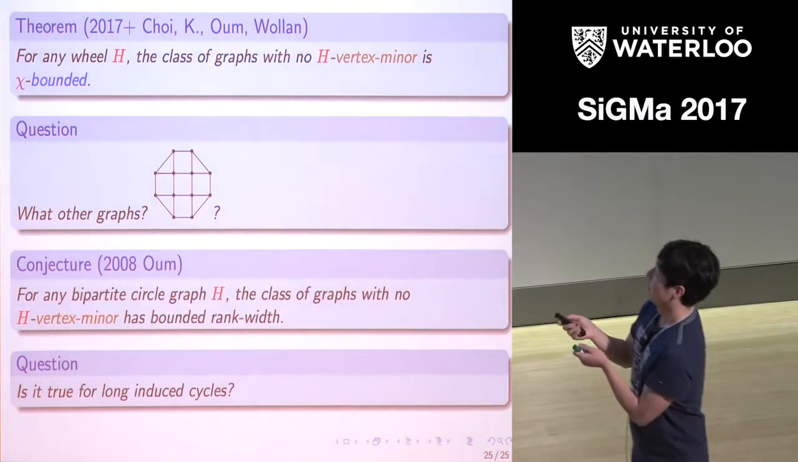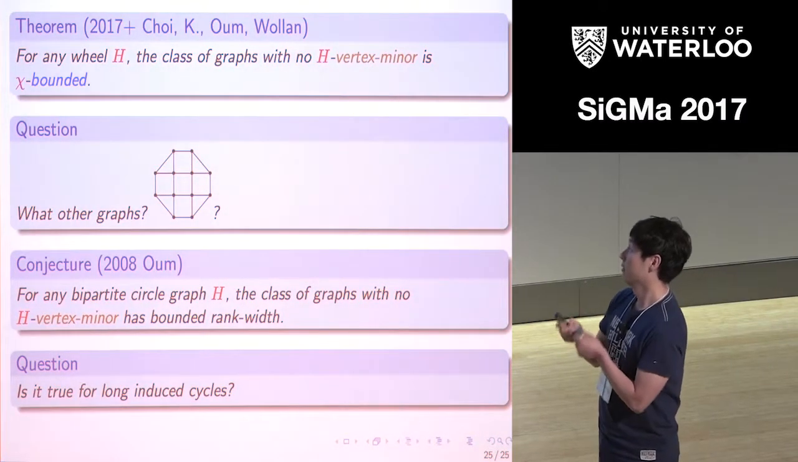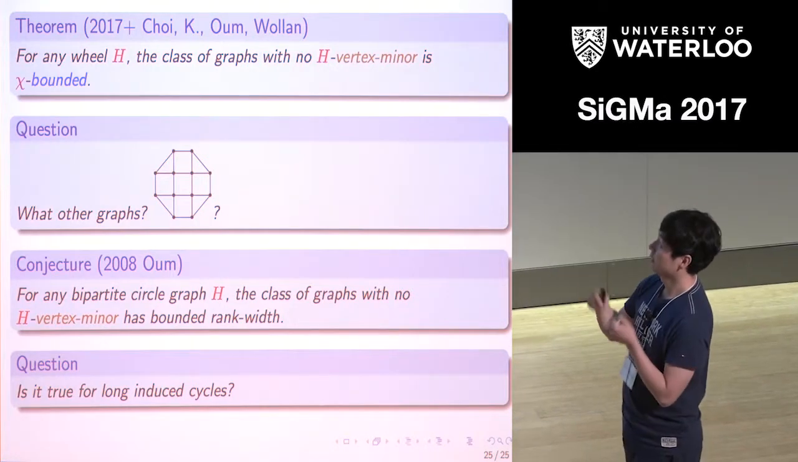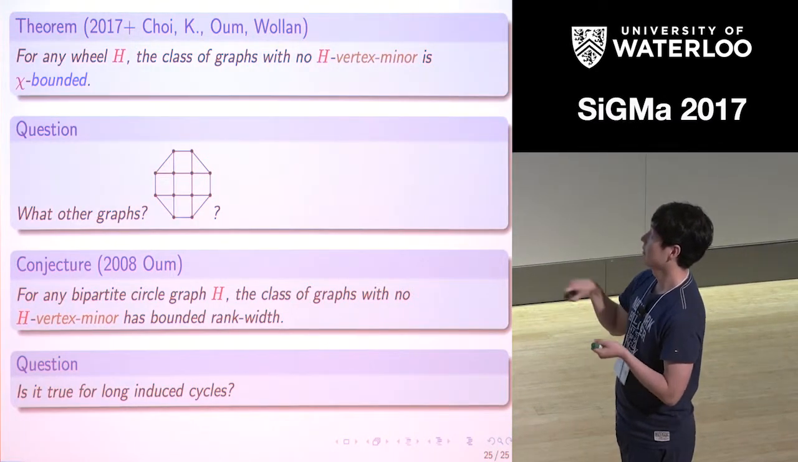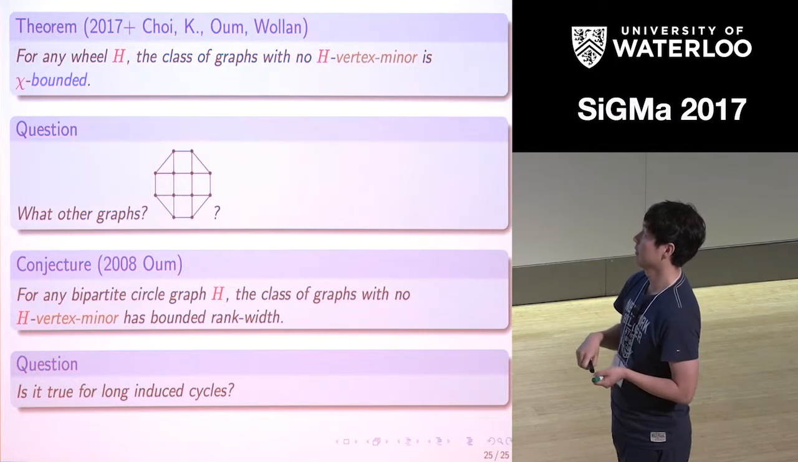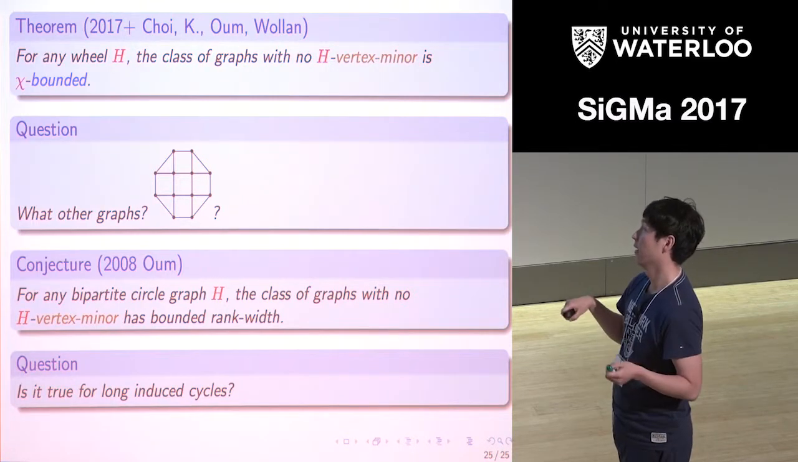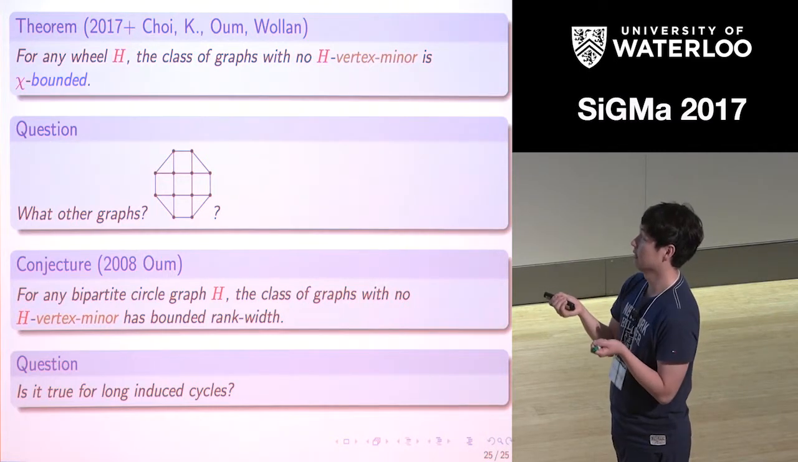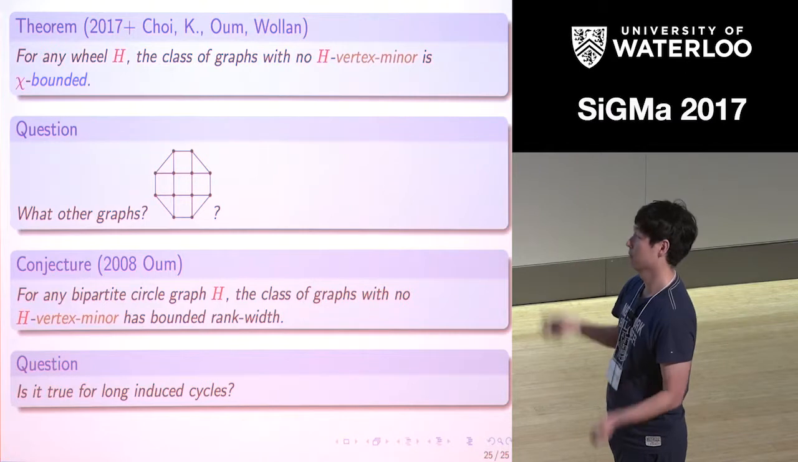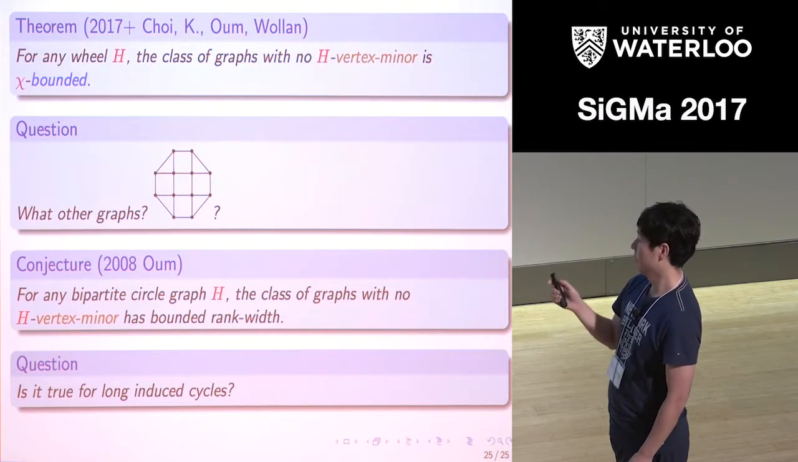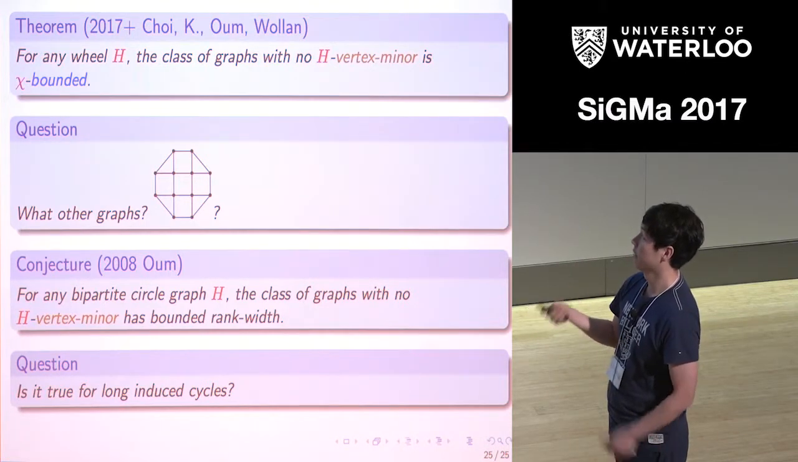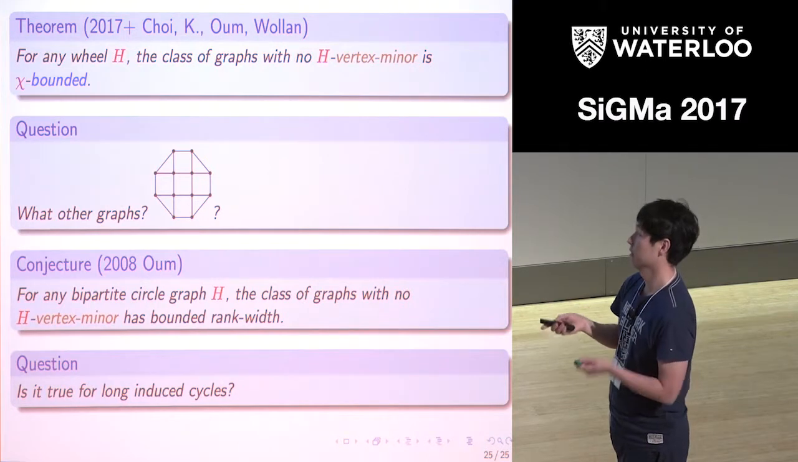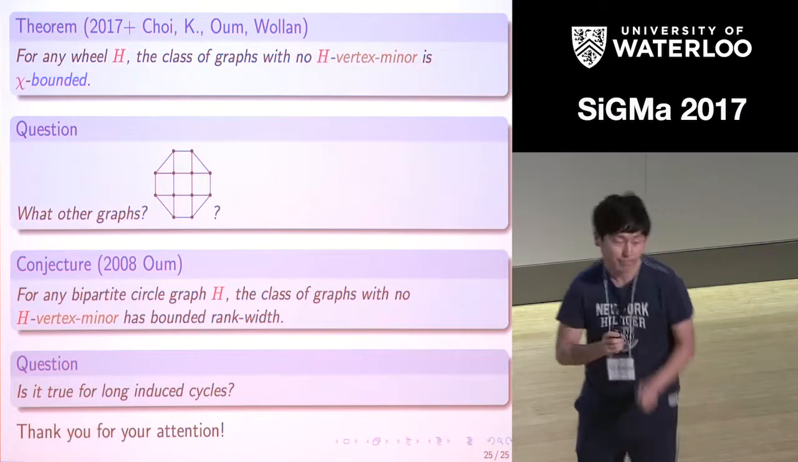Okay, I also want to remark that Sang-il proved a conjecture that for every bipartite circle graph H, the class of graphs with no H vertex minor has bounded rank-width, and there are not many results on this. Even actually, we don't know when H is some path of length 8 or something like this. So probably maybe you can try this conjecture. Thank you.